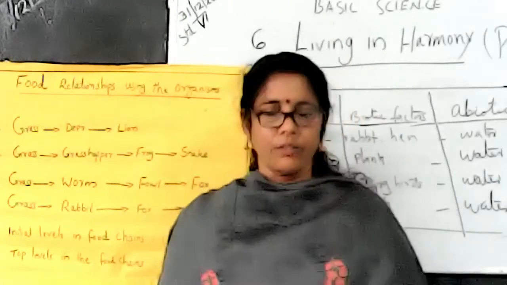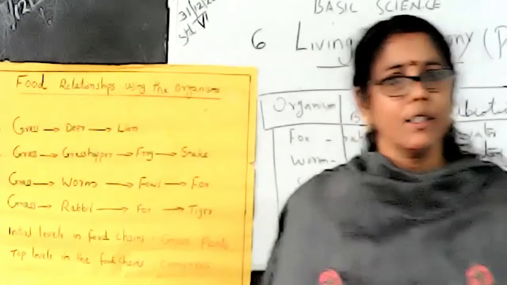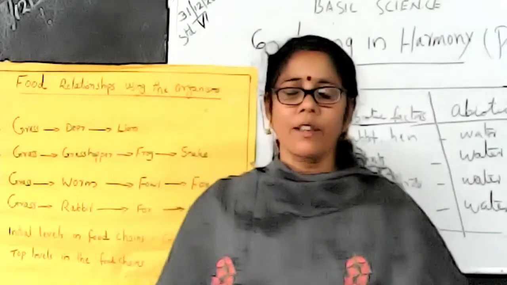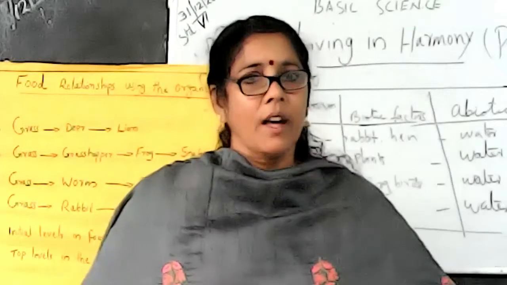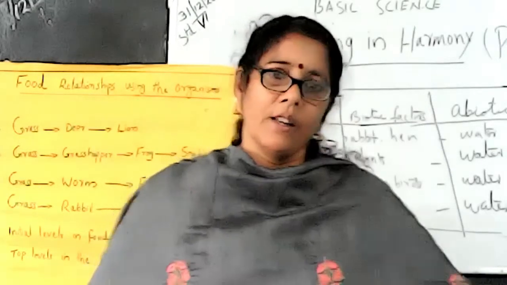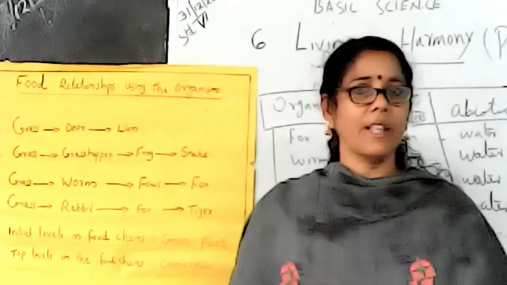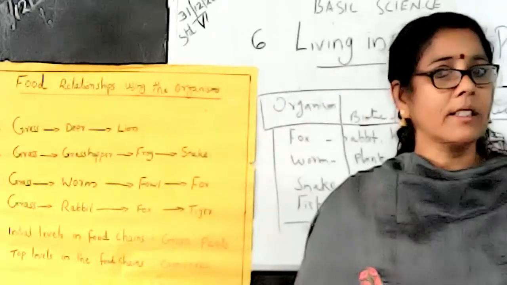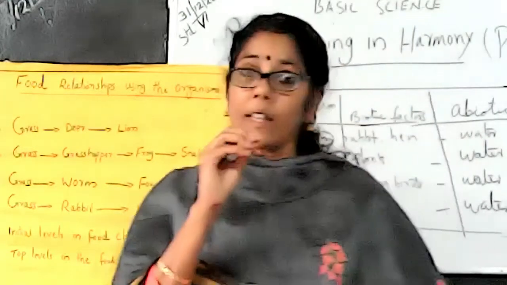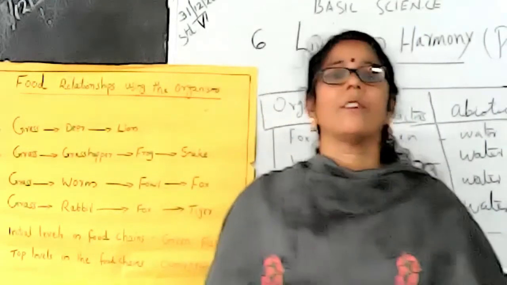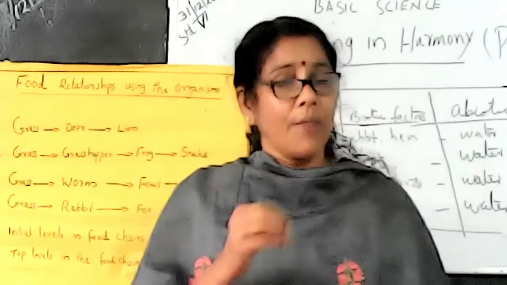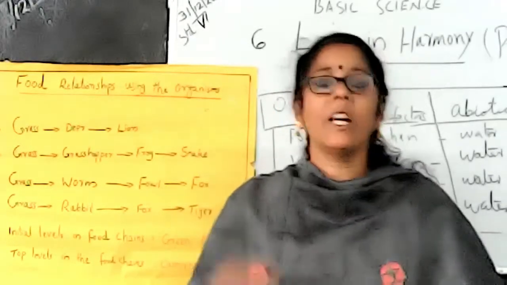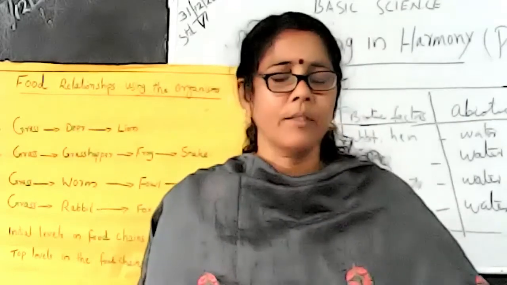In a pond, these factors are of two types. They are known as biotic factors and abiotic factors. What do we mean by biotic factors? Biotic factors means the living components of the surroundings or ecosystem. The living components of the surroundings are called biotic factors. Biotic means living.